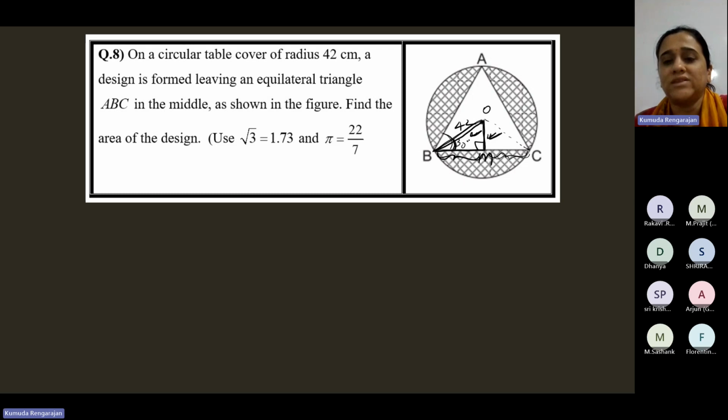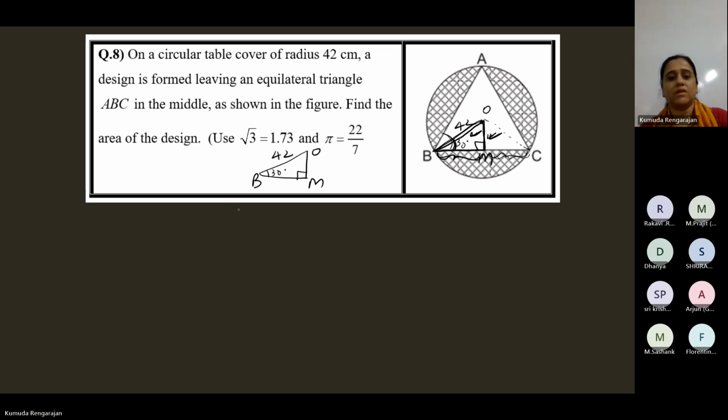So which one will help you to find the side? This is the triangle you have: O, B, M, with 90 degrees, 30 degrees, and 42 here. OBM, correct? Now, using trigonometry, do you want to find OM or BM? BM, not OM. OM also you can find and do something else, but you can use the property of a median and do it.